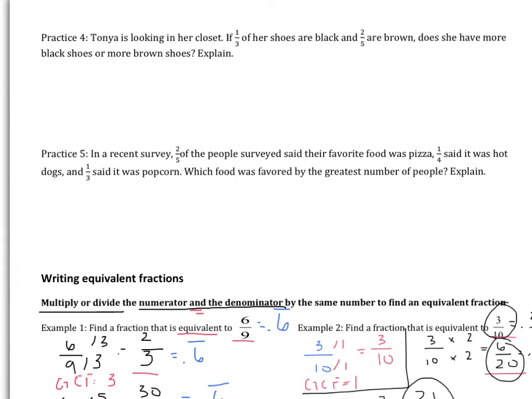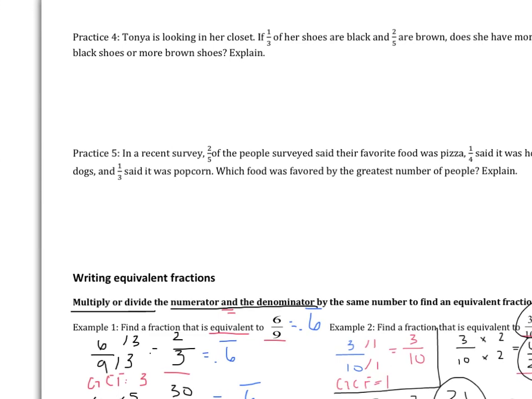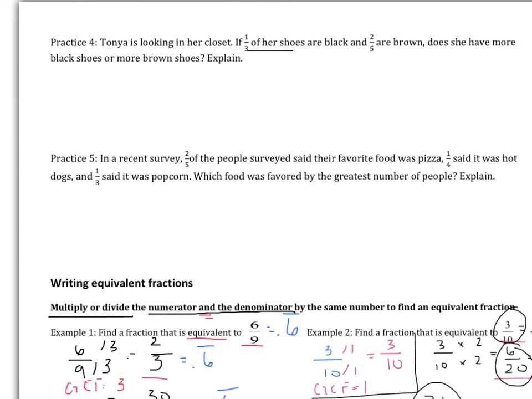All right, so for practice 4, Tanya's looking for shoes in her closet. We saw that 1/3 of her shoes are black, 2/5 are brown. What does she have more, black or brown shoes? So we're answering the question, does she have more black or more brown? We should have taken these 2 fractions. We had 1/3 were black and 2/5 were brown. And we should have converted them into fractions that had the same denominator.